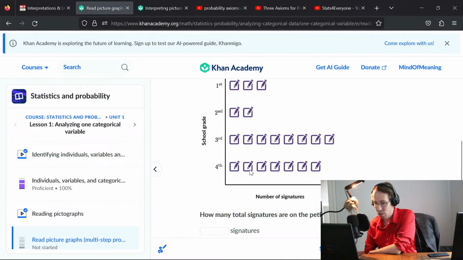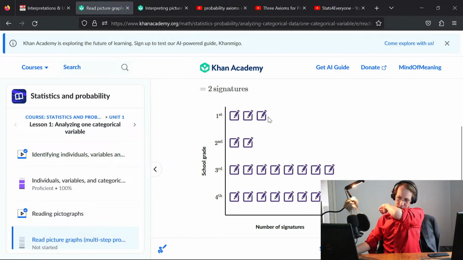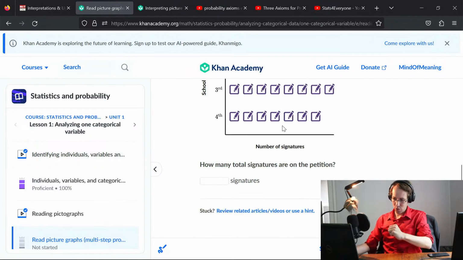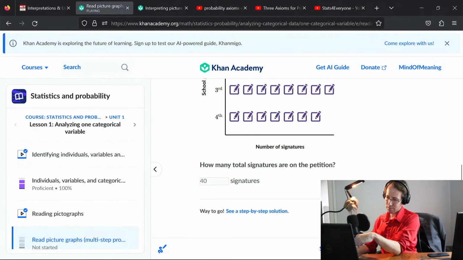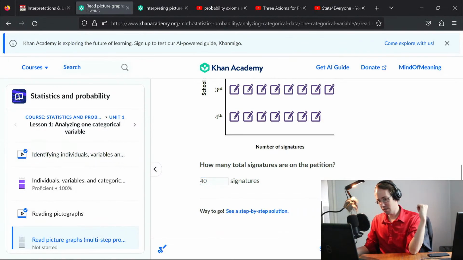What do we got? 1, 2, 3, 4, 5, 6, 7, 8, 9, 10, 11, 12, 13, 14, 15, 16, 17, 18, 19, 20. So 20 times 2 is 40. I'm a genius.